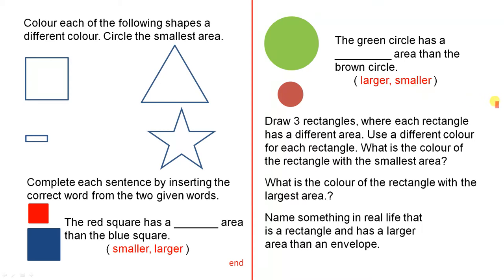Here are some more suggestions. Draw 3 rectangles where each rectangle has a different area. Use a different colour for each rectangle. What is the colour of the rectangle with the smallest area? Now, using the same 3 rectangles, what is the colour of the rectangle with the largest area?